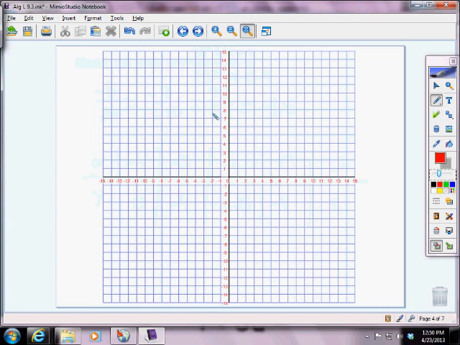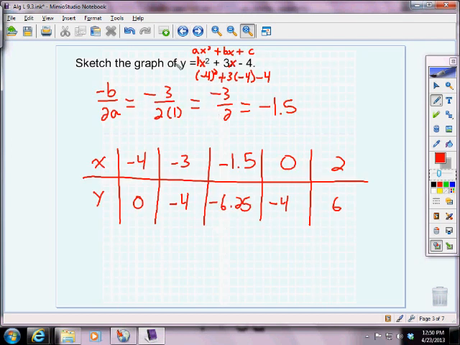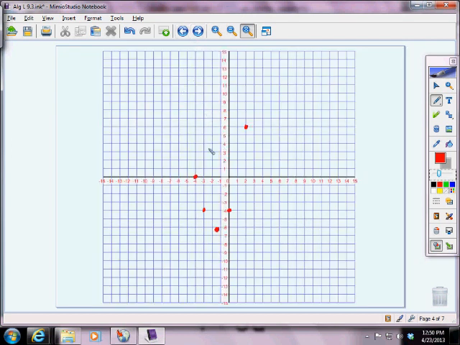So now let's plot these points. We have a graph here, so I'm going to plot the point negative 4, 0, and negative 3, negative 4, negative 1.5, so I'll just estimate it here, negative 6.25, so it'll be a little bit past the 6, 0, negative 4, and 2, 6. Okay, you can kind of see the smooth curve here just by plotting those points. We know this is going to be our vertex because we used negative b over 2a. Now, here's the tricky part. Connecting these, the smooth curve.